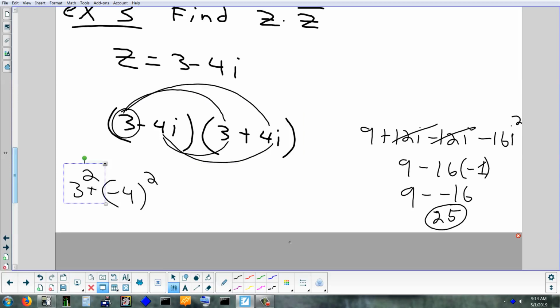What's 3 squared? 9. What's negative 4 squared? 16. That's exactly what I got by FOILing it. So all you have to do is square the real part, square the number in front of i, and add them up. That's a shortcut. If you don't want to do that shortcut, don't do it. You don't have to. But it saves a little bit of time.